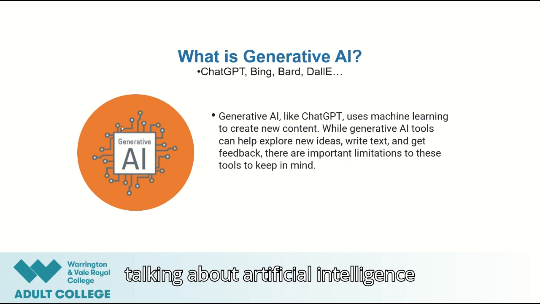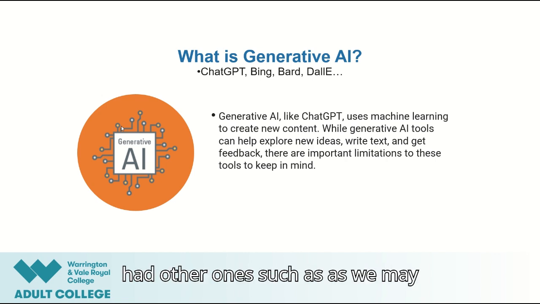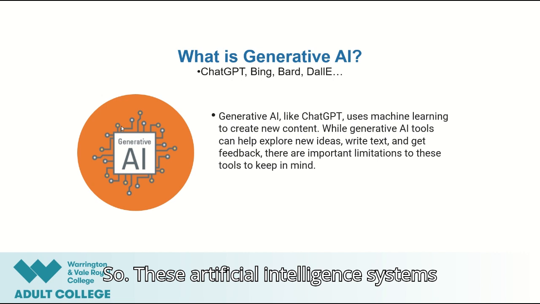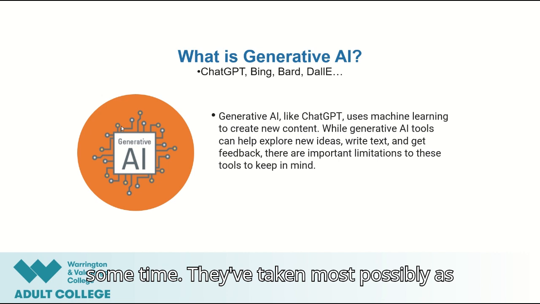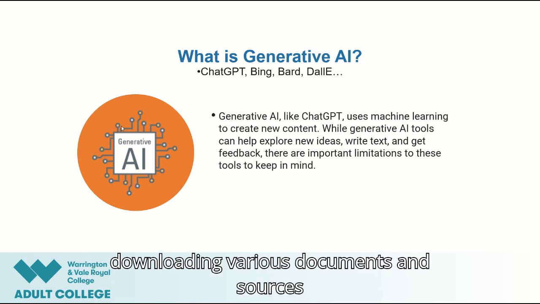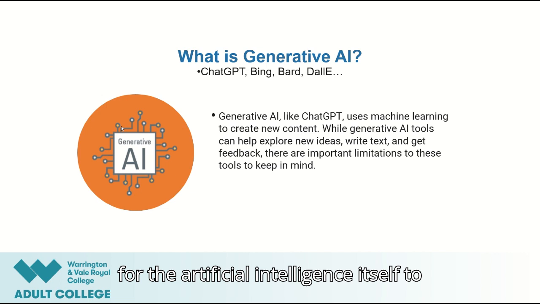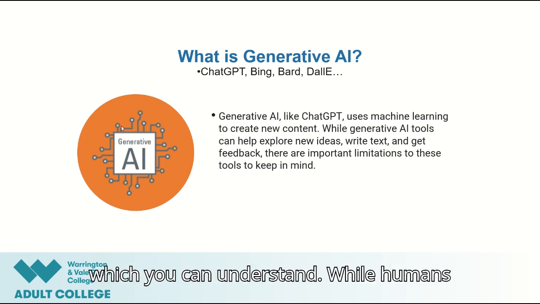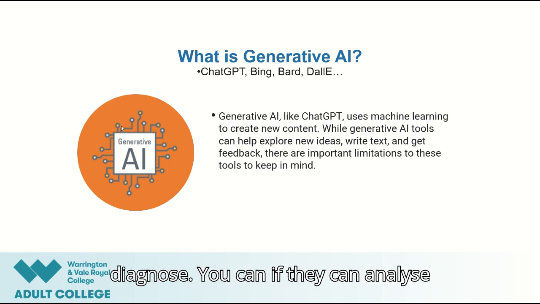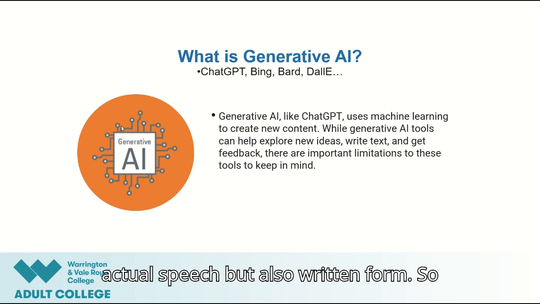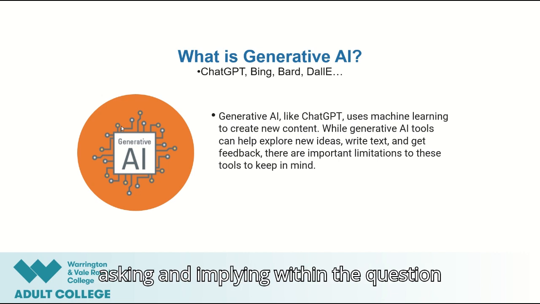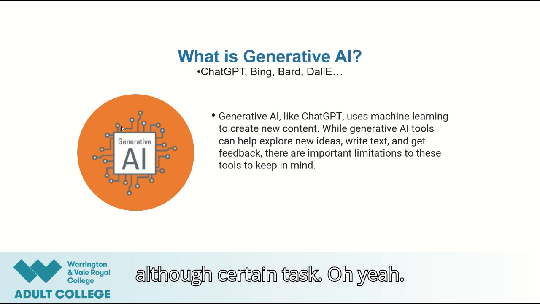But we're talking about artificial intelligence such as ChatGPT, and you may have heard of other ones such as Bard and a few others. So these artificial intelligence systems really have been around for quite some time. They've taken possibly as long as 5-10 years to develop, and they've used access to the internet and downloading various documents and sources for the artificial intelligence itself to develop to a point at which it can understand what humans are saying, physically talking, as it can analyze actual speech, but also written form. So as you type and ask it a question, it can understand what you're actually asking and implying within the question, and then go and find out information for you or do a certain task for you.